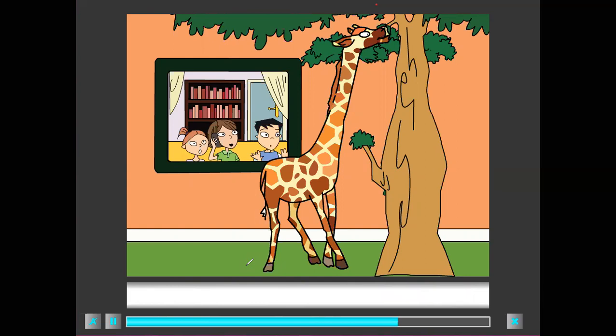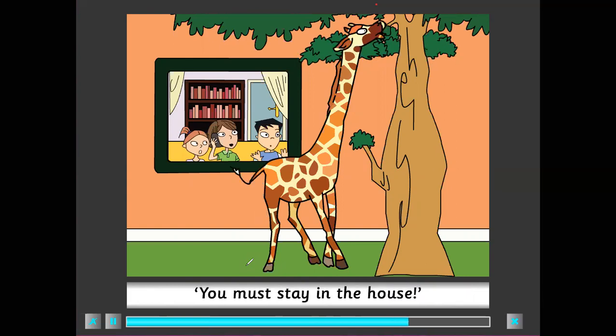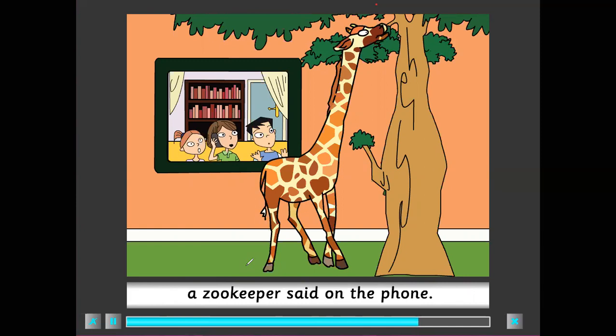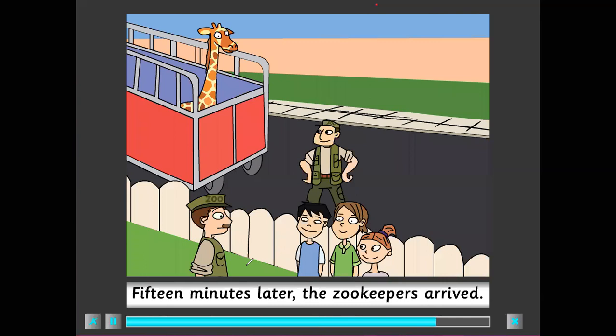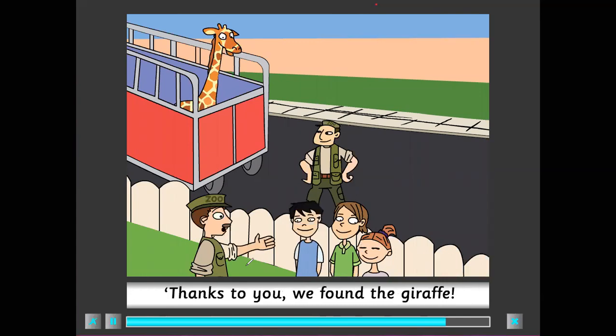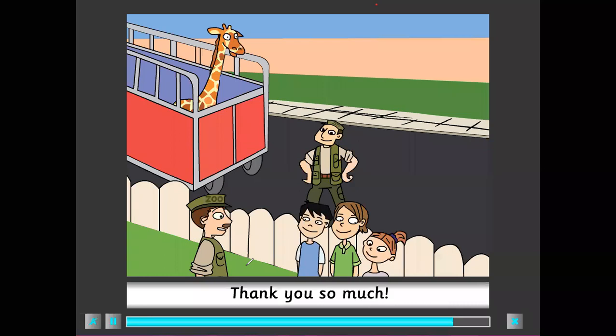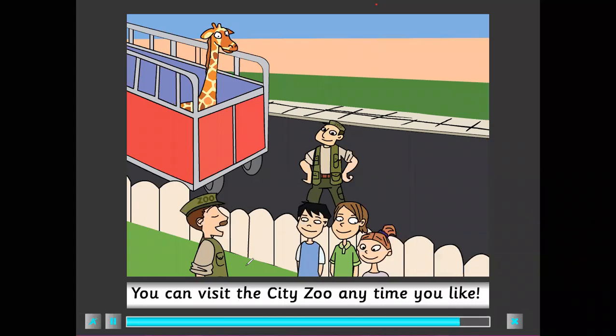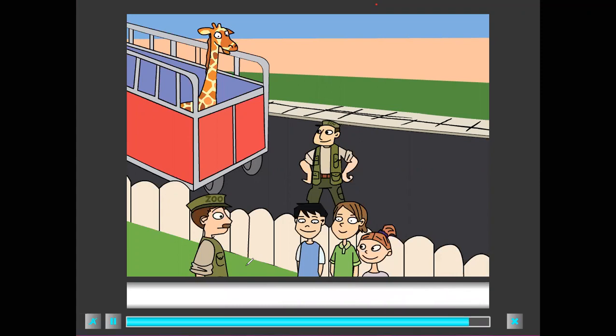Tyler quickly called the zoo. You must stay in the house, a zookeeper said on the phone. Fifteen minutes later, the zookeepers arrived. Thanks to you, we found the giraffe. Thank you so much. You can visit the city zoo anytime you like, said one zookeeper. The children were very happy.